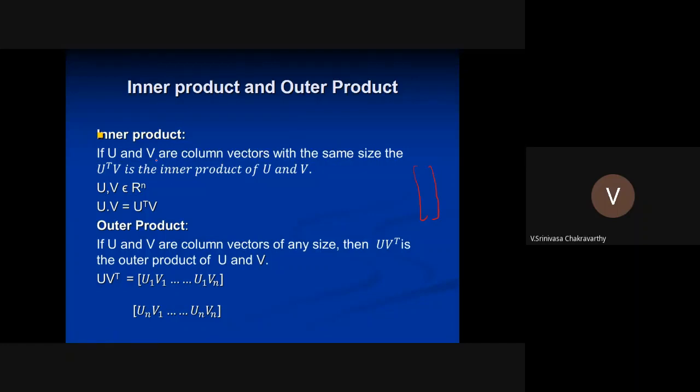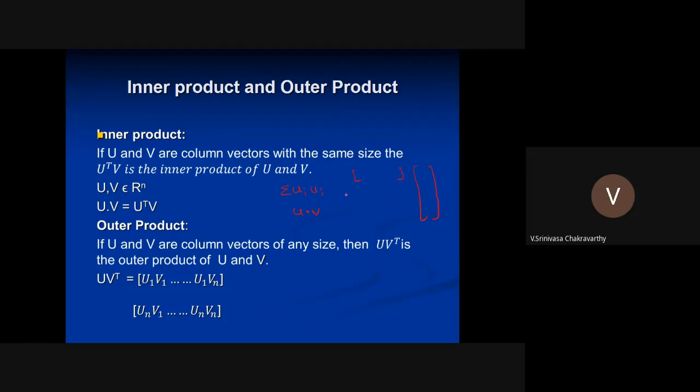So if two vectors are column vectors with the same size, then U transpose V is the inner product. So inner product, you know, right? If you have two vectors, with components U_i times V_i, that's the inner product. This is what you denote by the big dot. Now the same operation in matrix notation can be described like this: U dot V is equal to U transpose V, because U transpose V gives you a scalar.